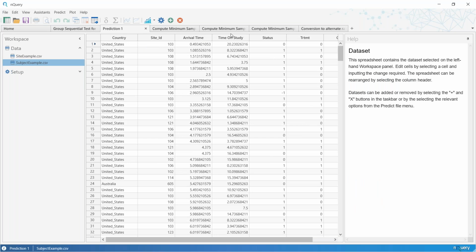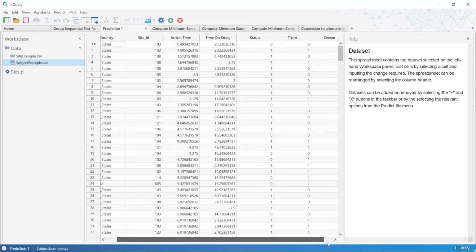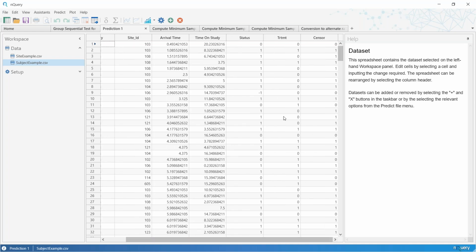So when did you arrive in the study? How long have you been on the study, either until now, or in the case that you had an event, until you had an event, or a dropout if you had a dropout. What treatment group you were in as well as the other one.